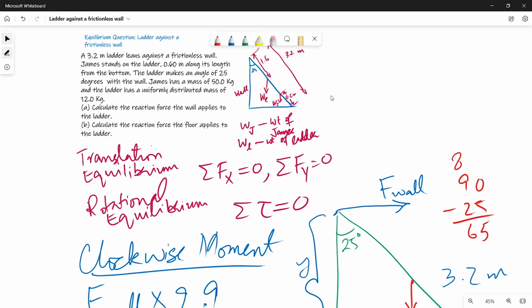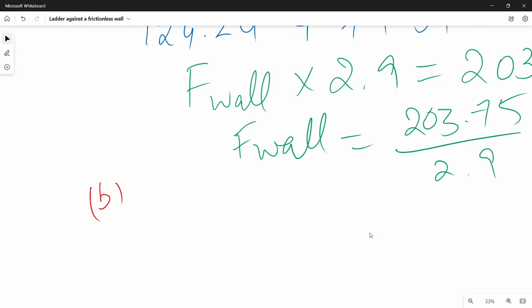One important thing to understand is that now the floor is not frictionless. So it means if the floor is not frictionless, it's not only a vertical component, and we would do it in the next part. So now let's come to the second part, where we have to find the reaction force the floor applies to the ladder.